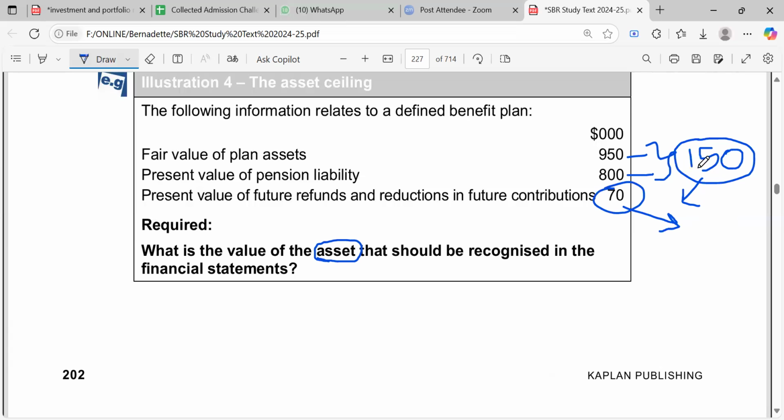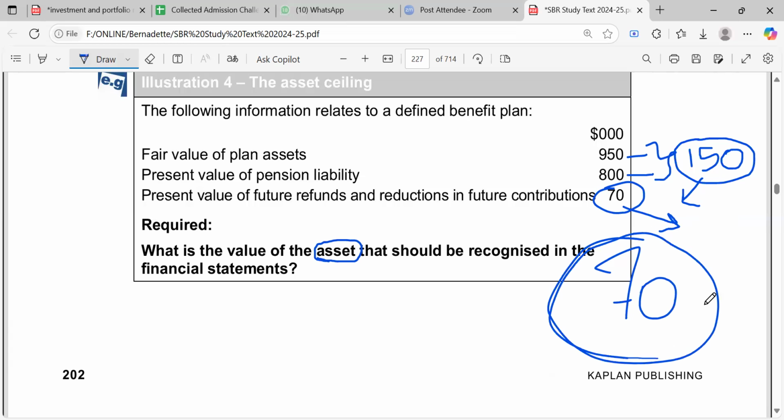So the lower of 150 and 70 is how much? 70. So 70 should be my figure, right? Yes. So this write-down should be 80. 70 is my figure, but I am saying in case in the books you are told that 150 had been recorded, it means this would have been an error, right?